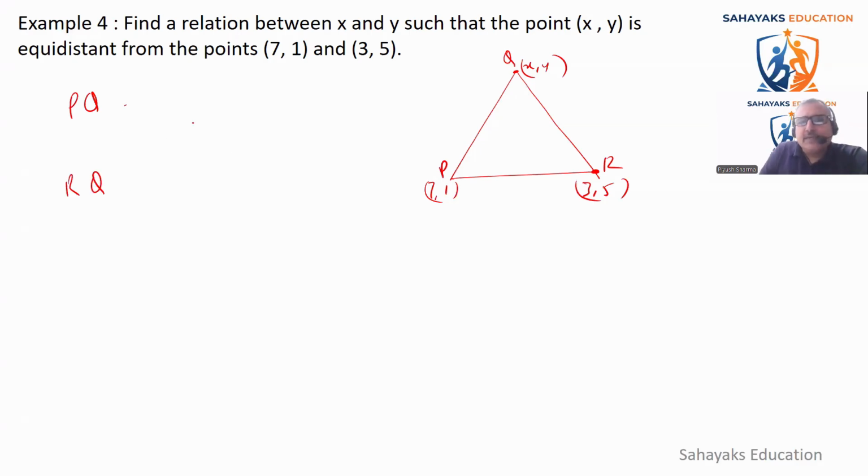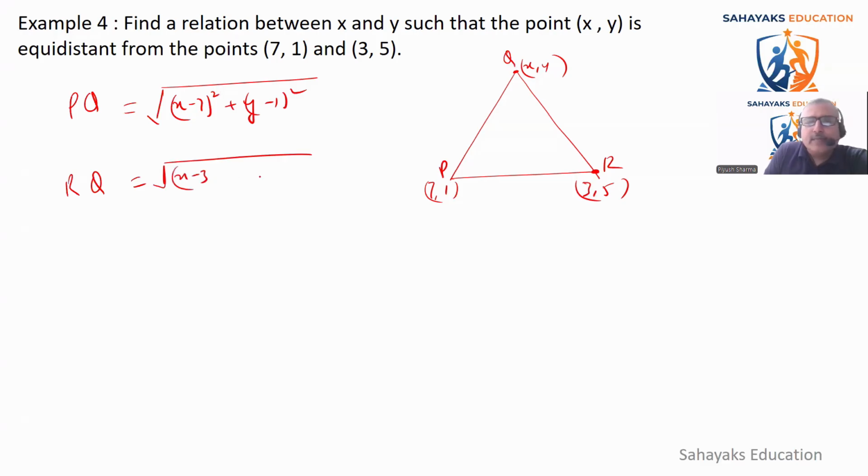And if the distance is same, we'll find some relationship. Let's see, what is that? So PQ, what is PQ? I can say the square root of (X minus 7) whole square plus (Y minus 1) whole square. And what is RQ? RQ is square root of (X minus 3) whole square plus (Y minus 5) whole square. And we know that PQ is equal to RQ, which is given.